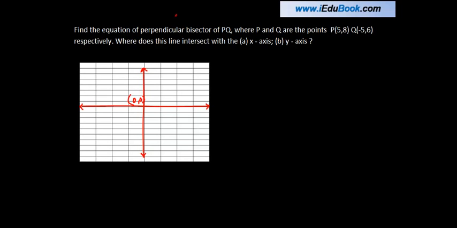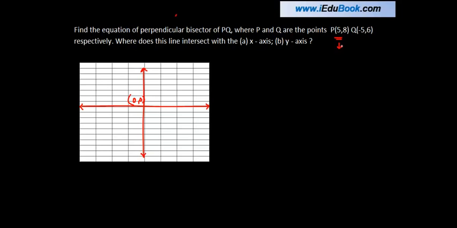Find the equation of a perpendicular bisector of PQ where P and Q are points P (5, 8) and Q (-5, 6) respectively. Where does this line intersect with A, the x-axis, and B, the y-axis? Now the first thing is, where would these points P and Q lie?